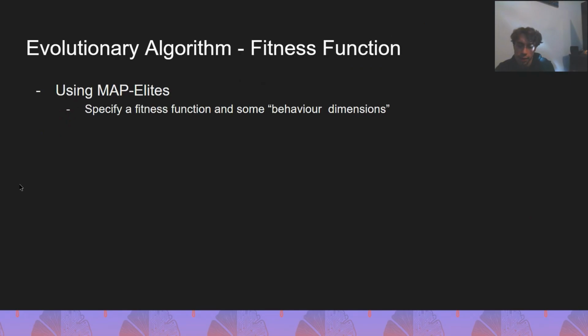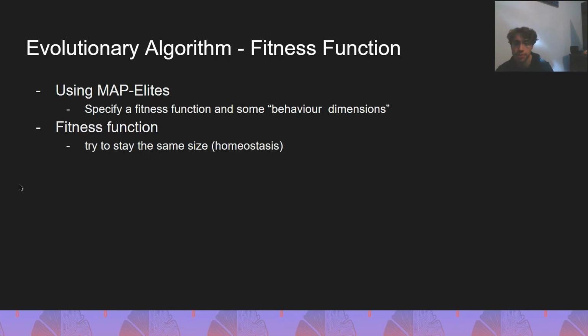As well as giving it control of parameters, we also need to specify a fitness function so it knows what it's trying to optimize for. And we're going to use this kind of evolutionary method called MAP-Elites, which is where we specify a fitness function and then also some behavioral dimensions. So our fitness function is going to be homeostasis, so this idea of self-regulation, trying to maintain some kind of similar functioning. And we're going to simplify this concept of homeostasis down to the idea of just trying to stay the same size, which we'll count by counting the number of magnets in the on state.